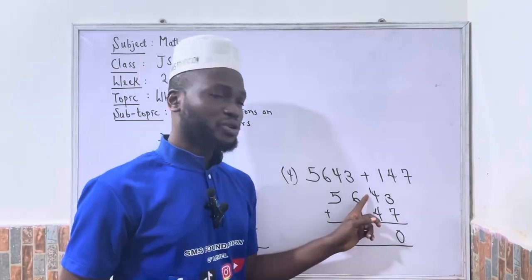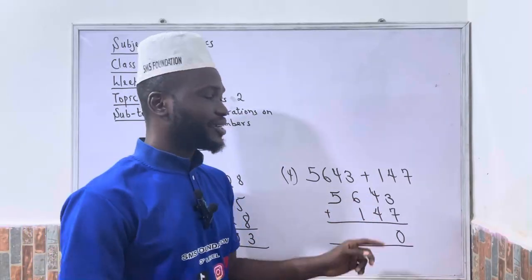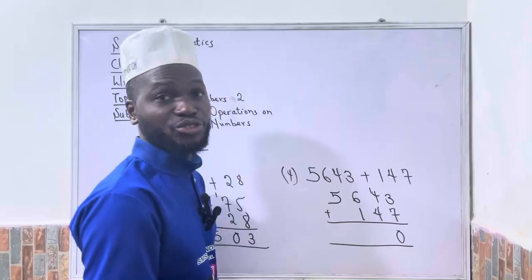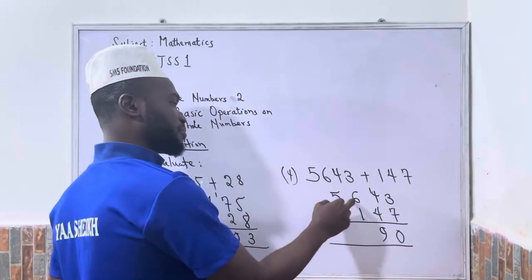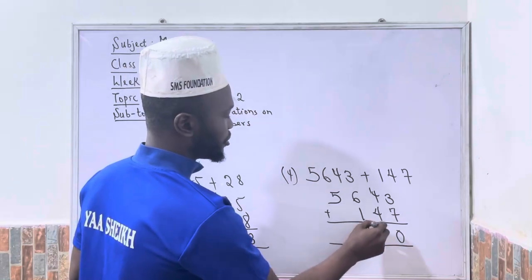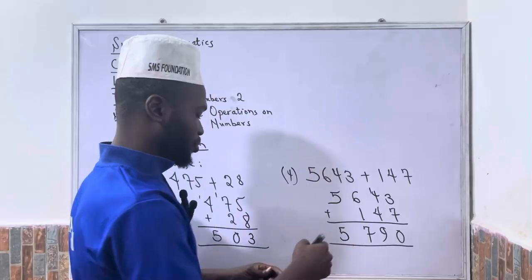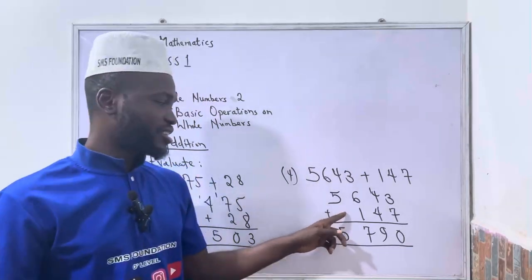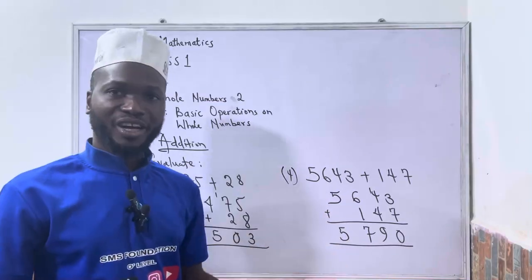Next is 1 plus 4, that will give me 5. Plus 4 again, that will give me 9. So nothing to carry. I'll just put down my 9 since it is 1 digit. And 6 plus 1, that will give me 7. And 5 plus nothing, that will just give me 5. So this nothing simply means 5 plus 0. So 5 plus 0 is just 5.